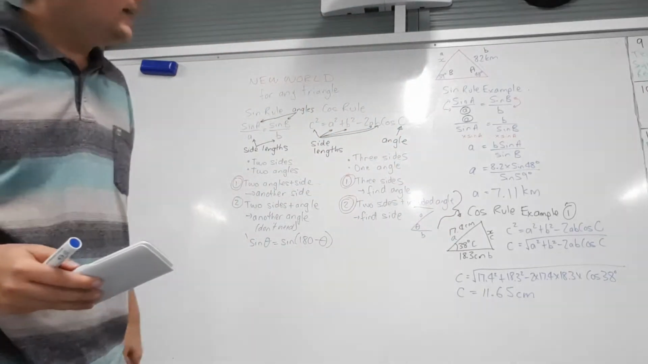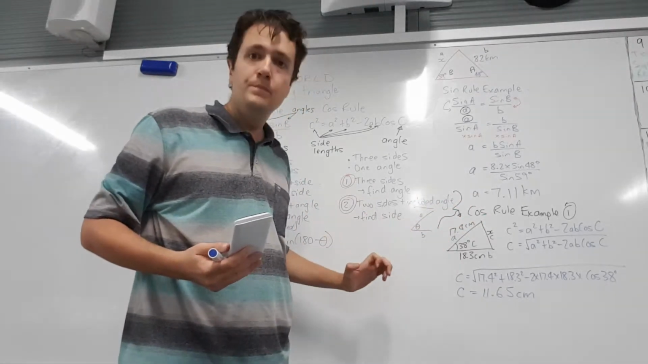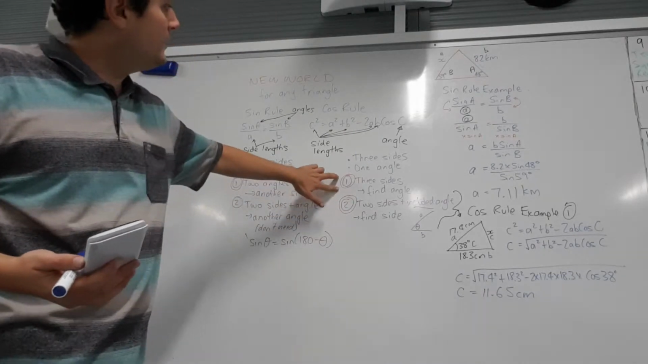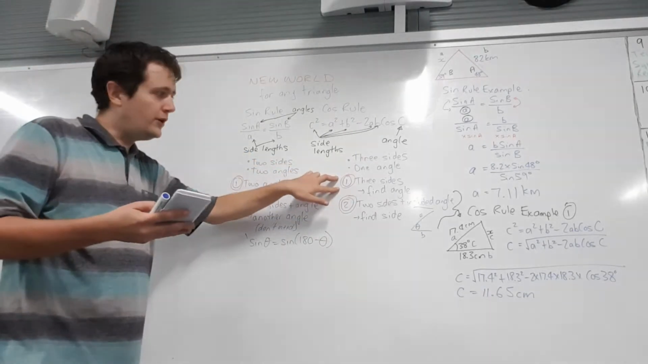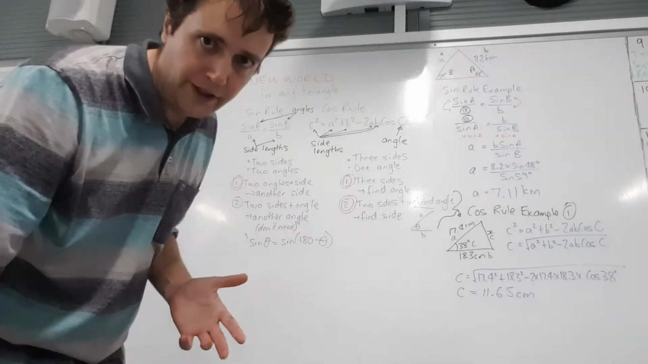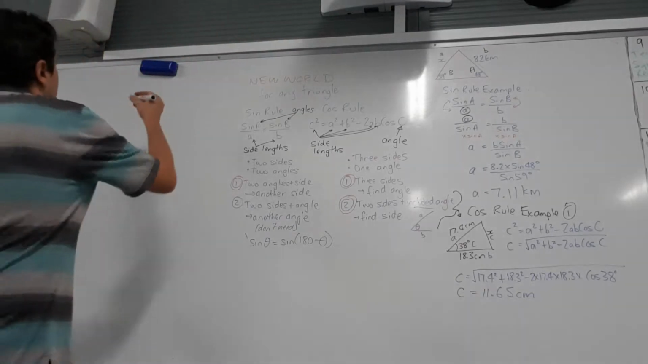So there we go. That's an example of when you've got the two sides and their included angle, we can find the third side. That just leaves this scenario here for us to do in a final example today, where we've got three sides and we want to find an angle. So, cos rule example number 2.